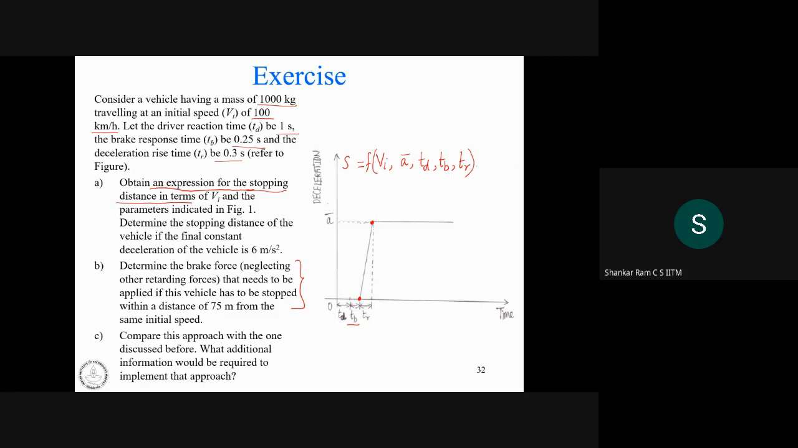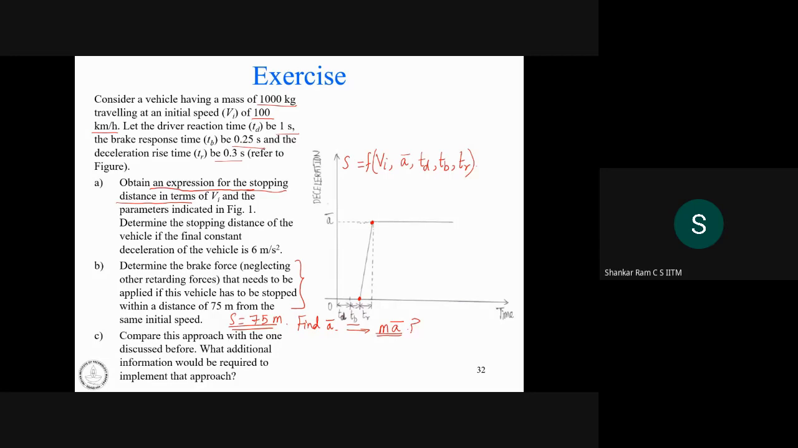So that is the first problem. Once we do this problem, what I want you to do is the following. The second problem, the stopping distance is given as 75 meters. Now find A bar. Once you find A bar, calculate what should be MA bar. So that is the second problem. If you read the problem 2 statement, what I'm asking you is to determine the brake force, neglecting other retarding forces, that needs to be applied if the same vehicle has to be stopped within a distance of 75 meters from the same initial speed.